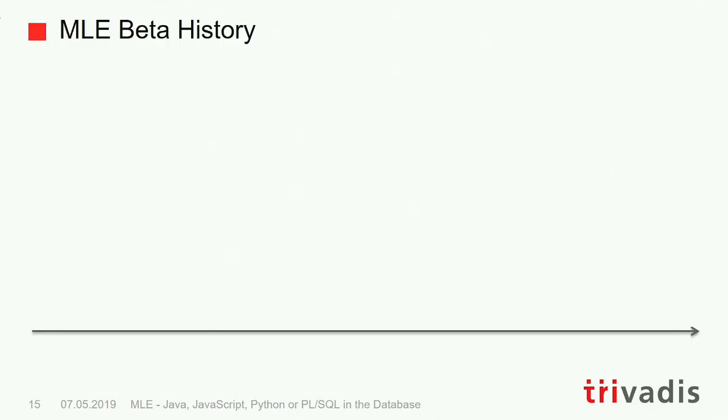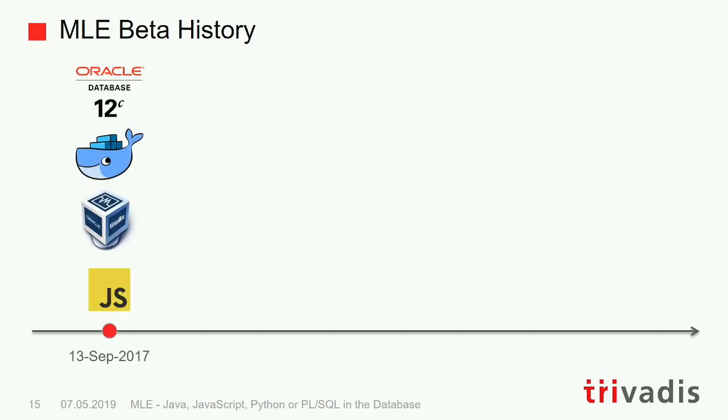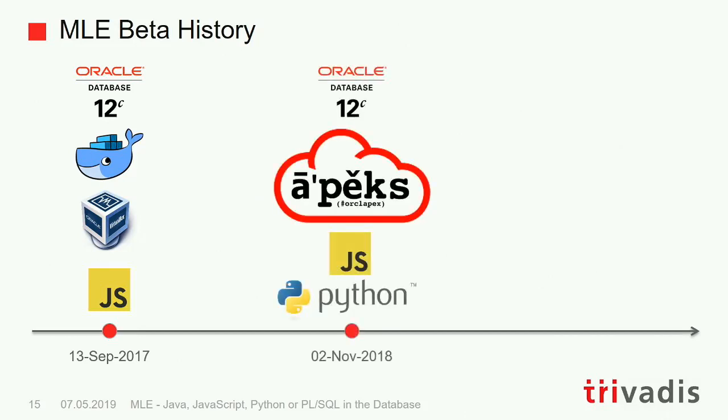So, let's quickly look at the history. We had a first version which was released before OpenWorld 2017. It was just based on JavaScript. It came on Docker, it came on VirtualBox. And a year later, we had a beta version just available in the cloud. Now we got also Python beside JSON, and with an integration into Apex.